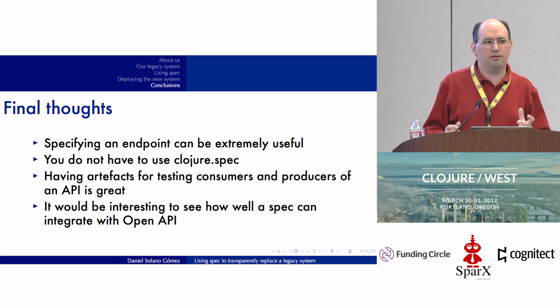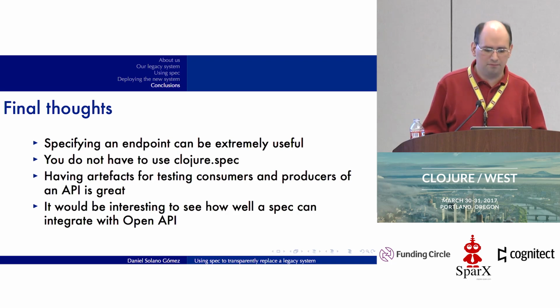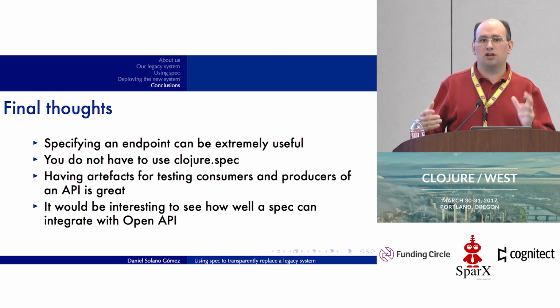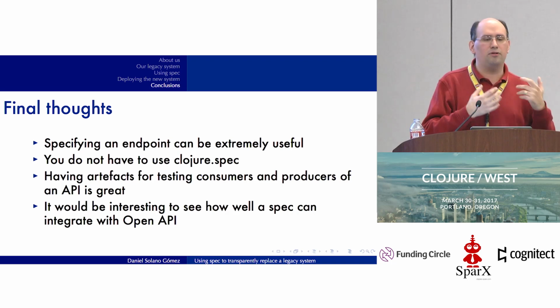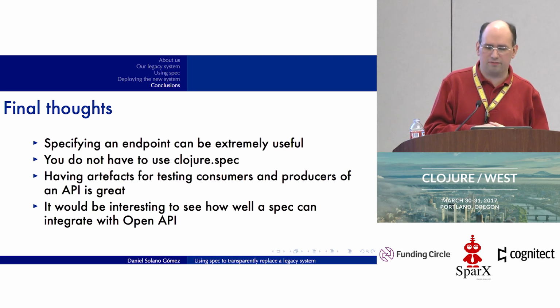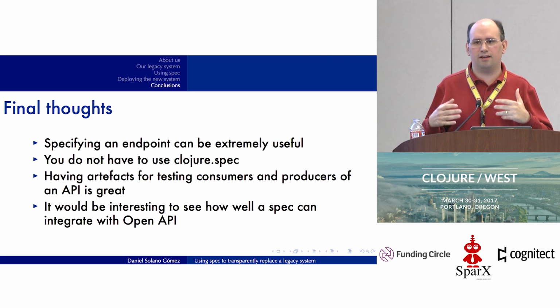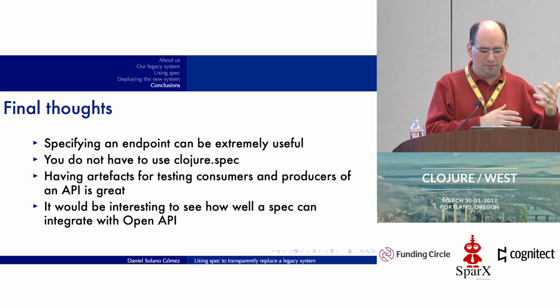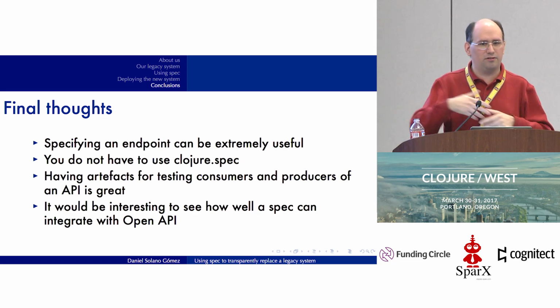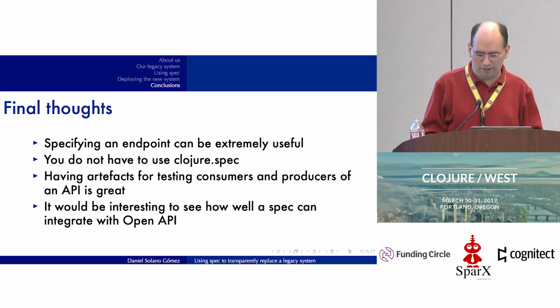And finally, there's room for exploring where can you take this? Can you use this to document your endpoint in such a way that the client can better make use of that? And I know there's some efforts out there that you can take an OpenAPI specification and turn it into a Clojure spec specification. But I wonder, is it possible to go both ways or whatnot?